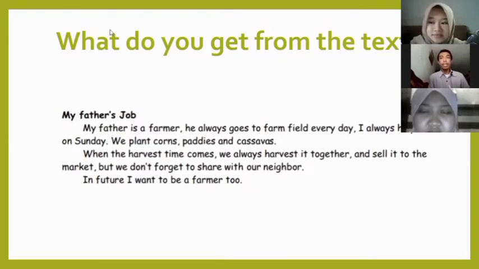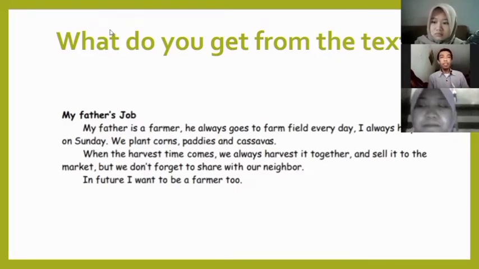And the next question: do they sell the harvest? Yes, they do. It can be seen in paragraph 2: when the harvest time comes, we always harvest it together and sell it to the market. So they sell the harvest.